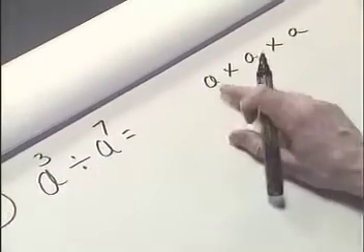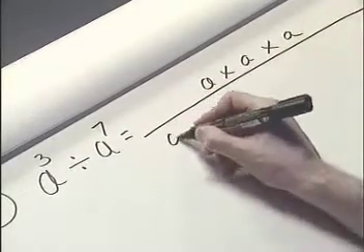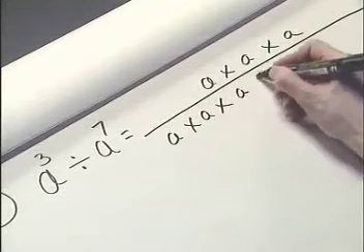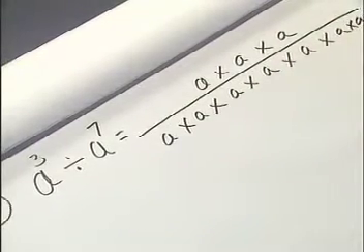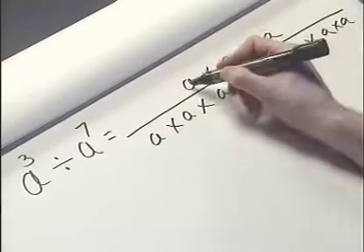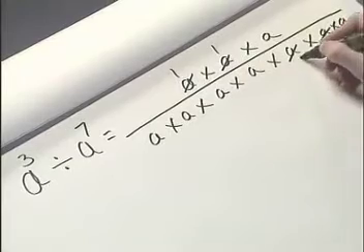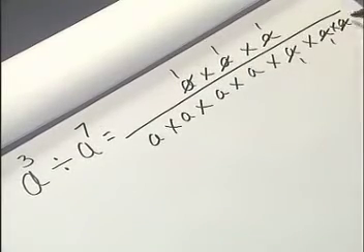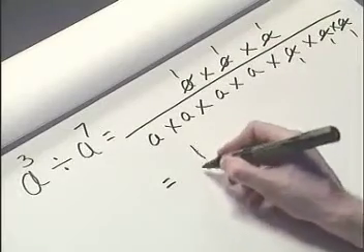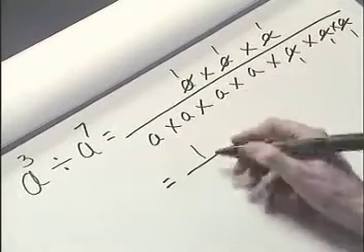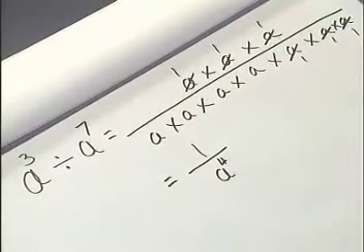So we have a cubed is a times by a times by a, divided by a multiplied by itself 7 times. And again, we can do the cancelling out the common factors, dividing top and bottom by the common factors. So what do we have? 1 on the top, 1, 2, 3, 4 on the bottom, a to the power 4. We know we've done that right.